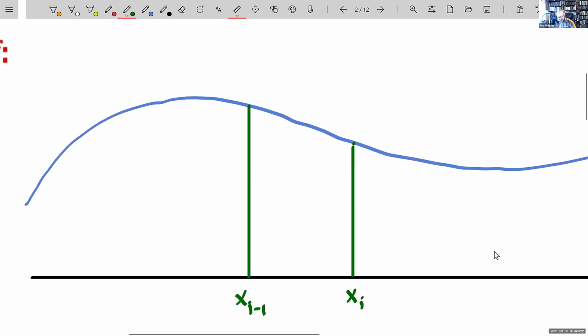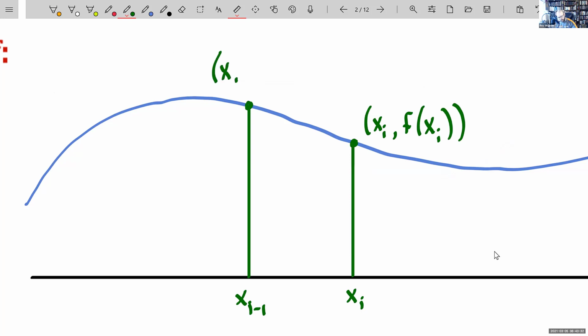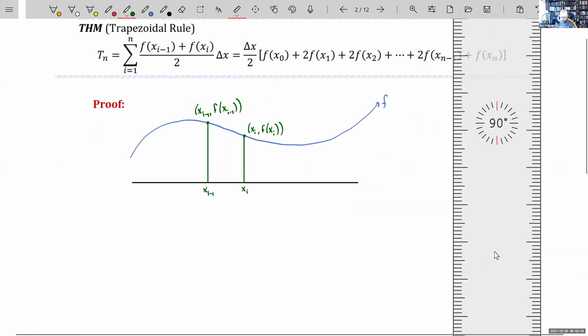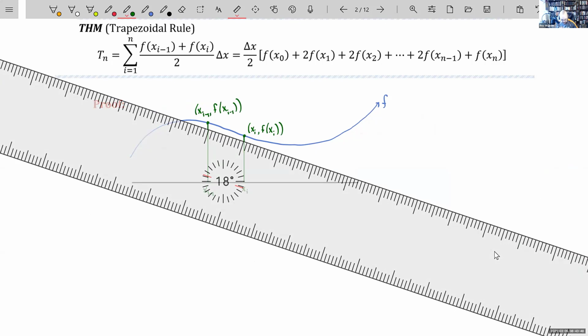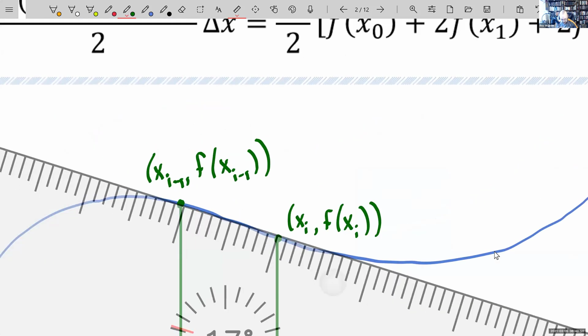So obviously the y value here is f of x sub i. And the y value here is f of x sub i minus 1. Okay. And we want to connect those 2 dots up with a nice, beautiful line to create a trapezoid. That's why it's called the trapezoidal rule. It's because you're creating trapezoids here. So let me just go ahead and connect these 2 dots.